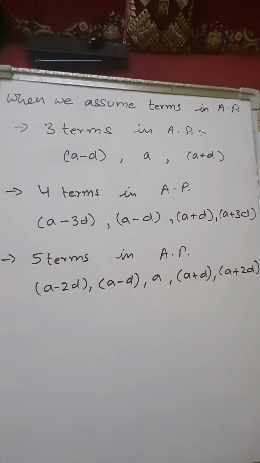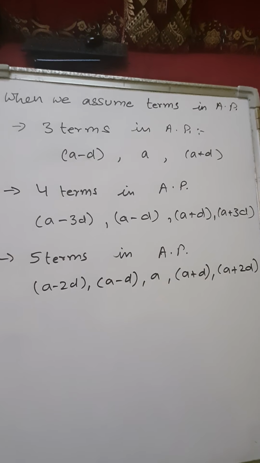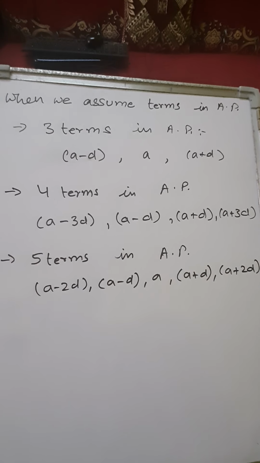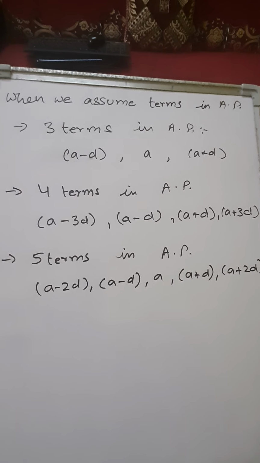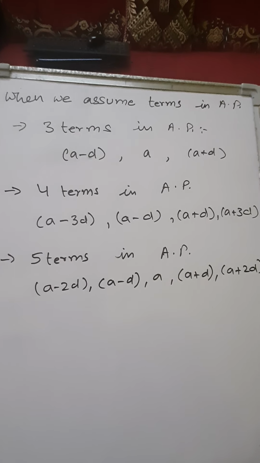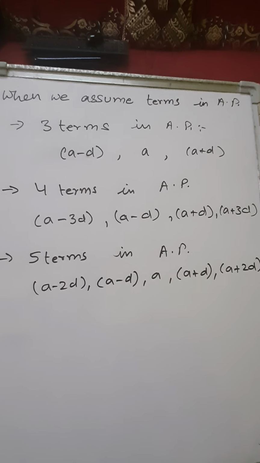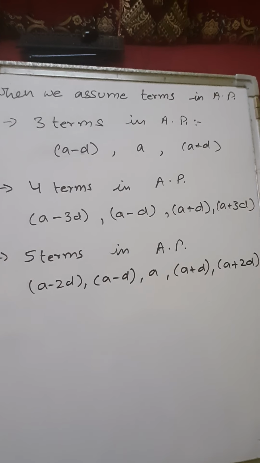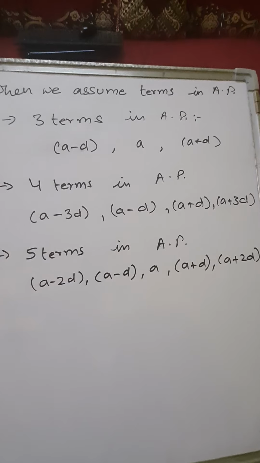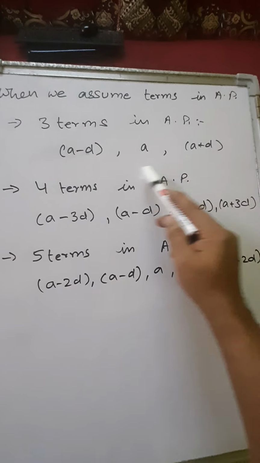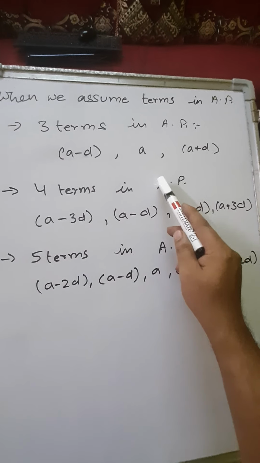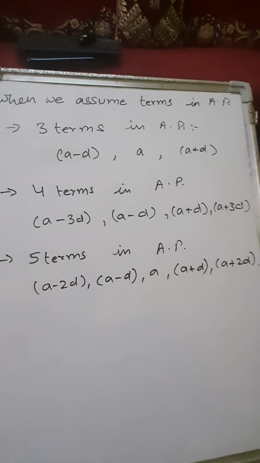Children, if we have to assume terms in AP, that means it is given that there are 3 consecutive terms or 4 consecutive terms. So if we have to assume the consecutive terms which are in an arithmetic progression, then when 3 terms are required, we will take the terms as A minus D, A and A plus D.